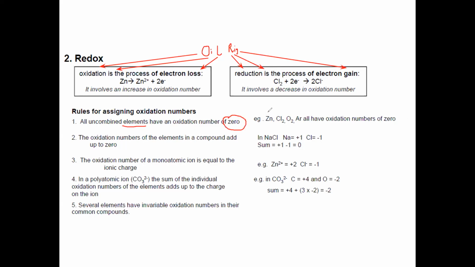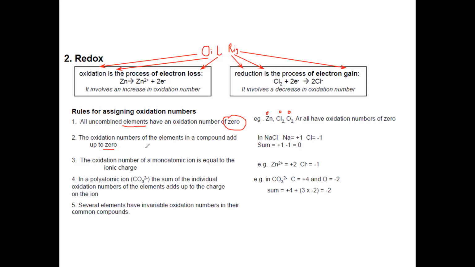For example, zinc exists as an atom, so oxidation number is 0. Chlorine is also an element, exists as a molecule, so oxidation number will be 0. Oxygen, a molecule, oxidation number is 0. So in element state, the oxidation number is 0. For a neutral compound, the resultant oxidation number, the sum of oxidation numbers of the elements present in a compound, will be 0.